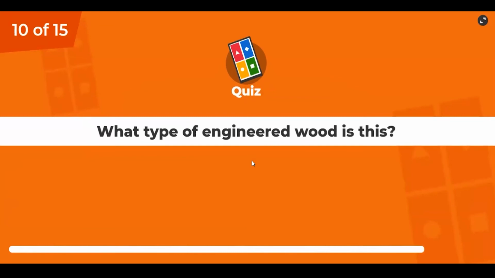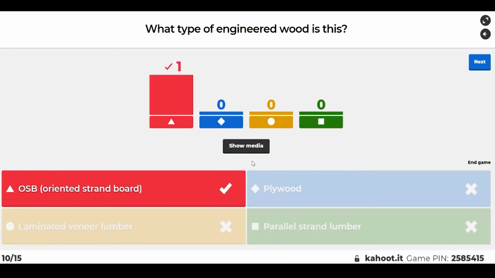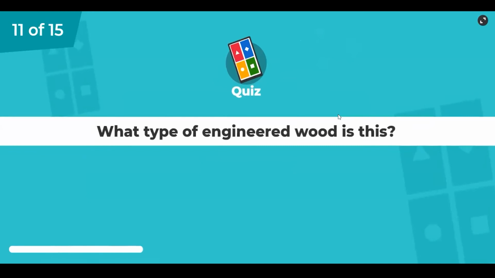Okay, another engineered wood. I think it's OSB. It has to be, oh yes, the oriented strand board. Nice. I mean, we're ready for this final interview.